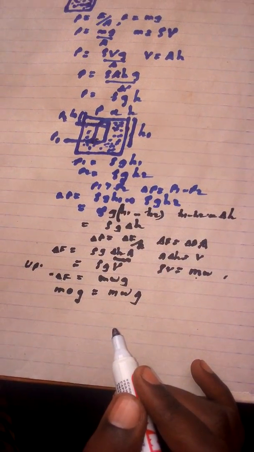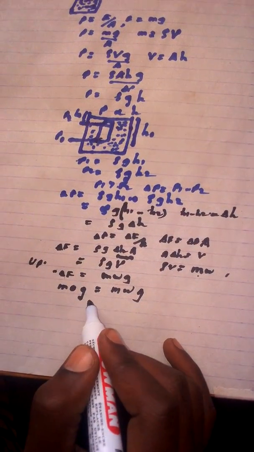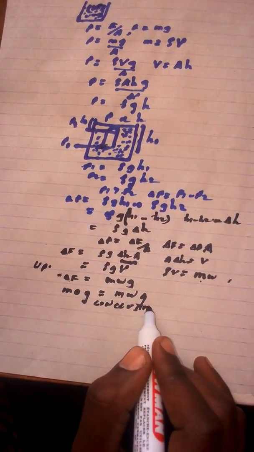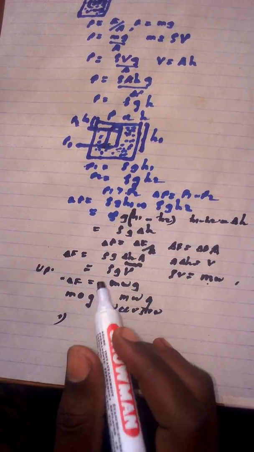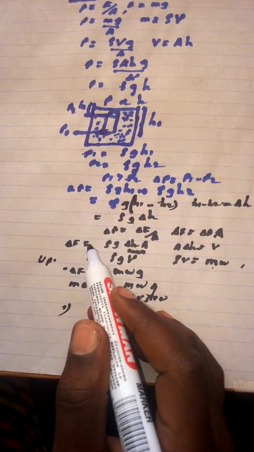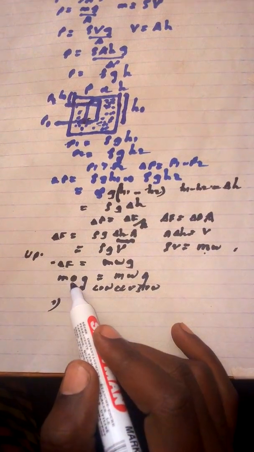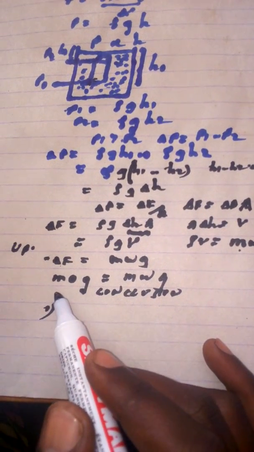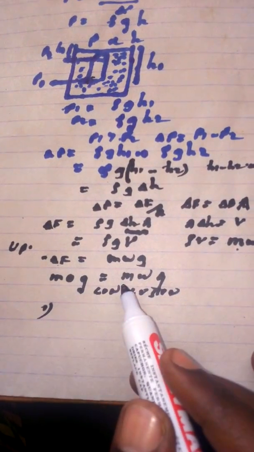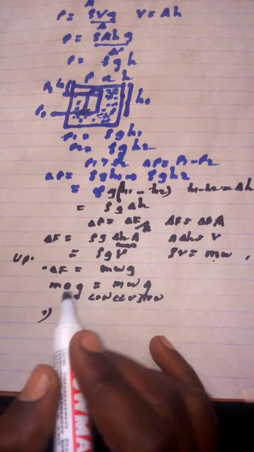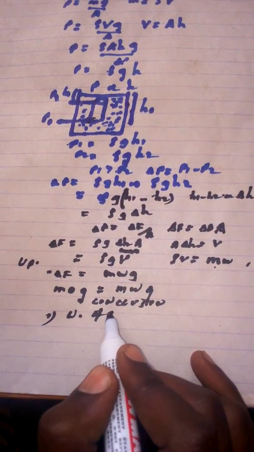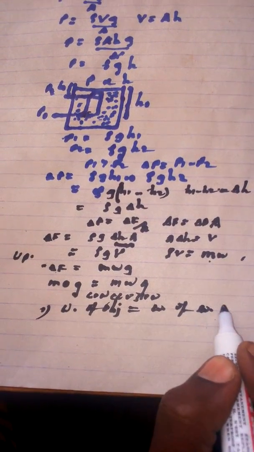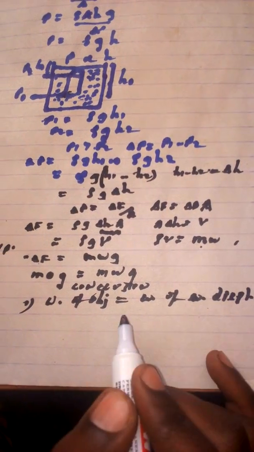Alright? Now we can arrive at the following conclusions. Number one: when an object is placed in water, the weight, which is mass of object times gravitational force, will be equal to the weight of the displaced water. So we can write weight of object is equal to weight of water displaced. This is the first conclusion.